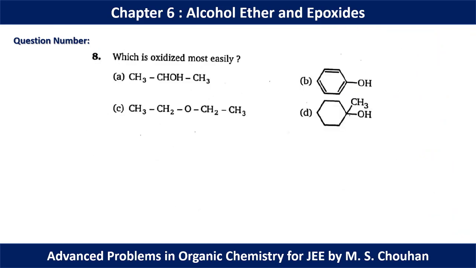In question number 8, we have to identify the alcohol which can be oxidized most easily. So in this case, as we know that for oxidation, at least one hydrogen should be present with the carbon which is directly attached with OH group. So in this case, we don't have any hydrogen. In this case also, we don't have any hydrogen. This is ether. So the only option is this kind of secondary alcohol. So at least one hydrogen is present in this case. So it is possible to oxidize this alcohol readily or most easily. So option A will be the correct option.